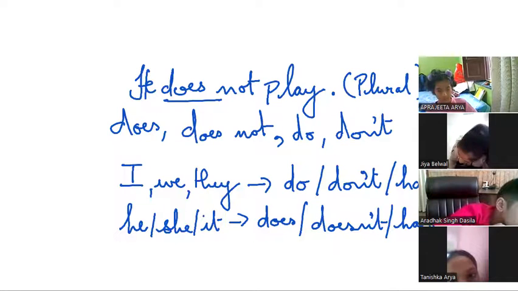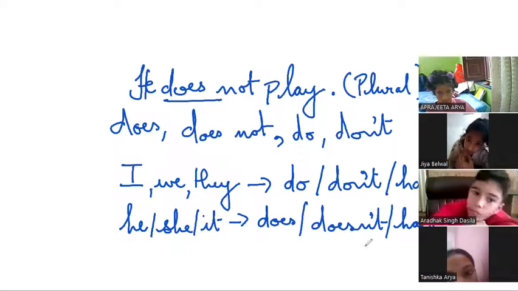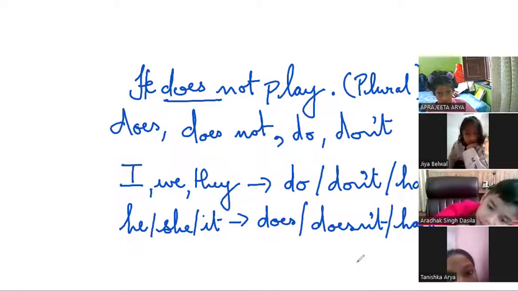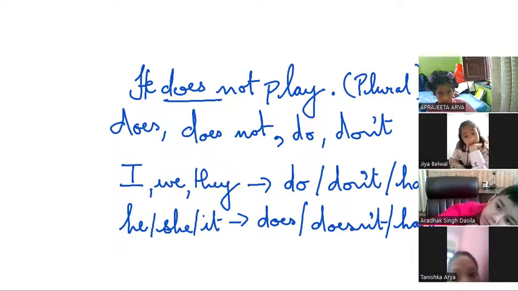Okay, don't have to copy it down really, Gia. I'll put it up on YouTube, everything. Don't worry. Right? So I, we, they, do not, have. Just pay attention. He, she, it, does, doesn't, has. Okay? So this is something which is very important about subject-verb agreement. Of course, there are many other rules with subject-verb agreement, right? So which we'll do maybe a little quickly.